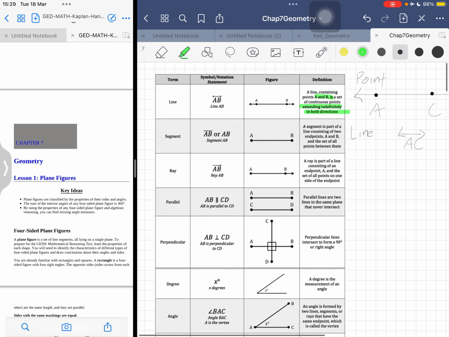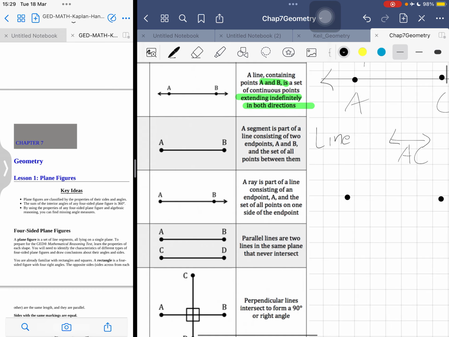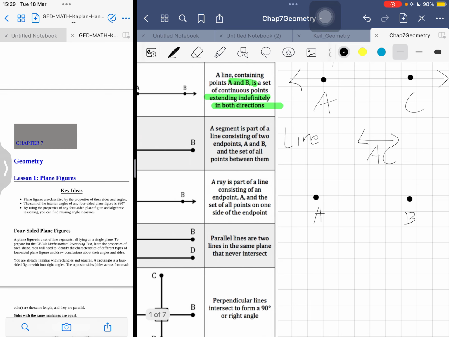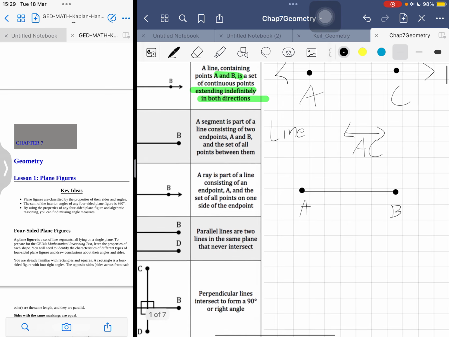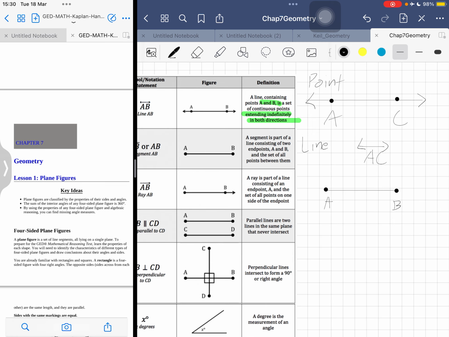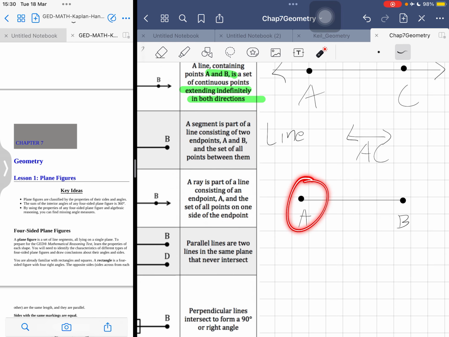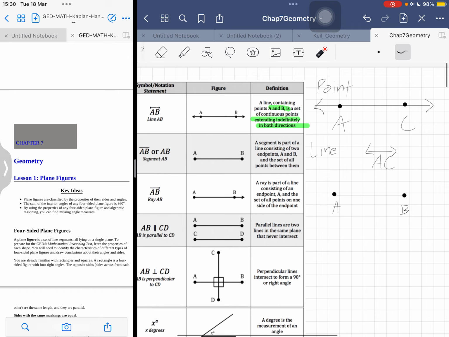Then next, what if we have point A and point B, and they are connected by a line, but that line starts with point A and ends with point B? It's not indefinitely extending. It just starts at A and ends at B. Now this is called line segment.